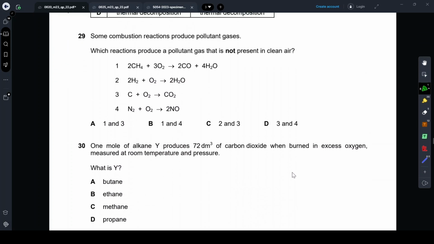Okay. Some combustion reactions produce pollutant gases. Which reactions produce a pollutant gas that is not present in the air? B. Yeah. So that's 1 and 4.